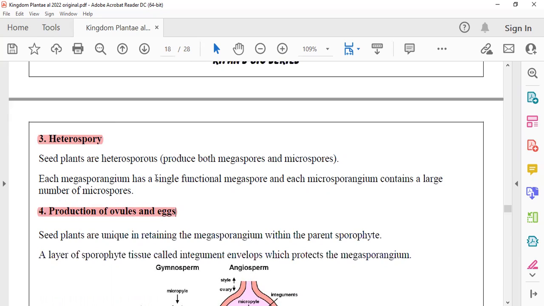But we know that eggs are there in the previous plants also, correct? Yes, sir.